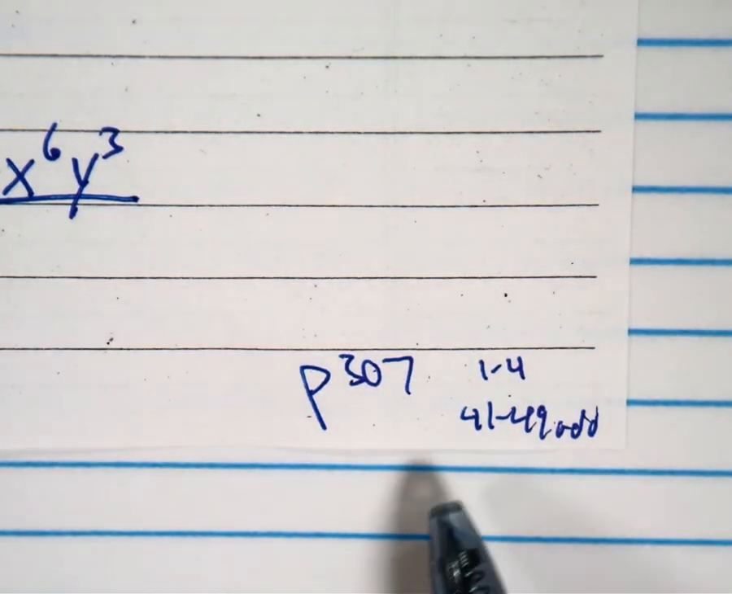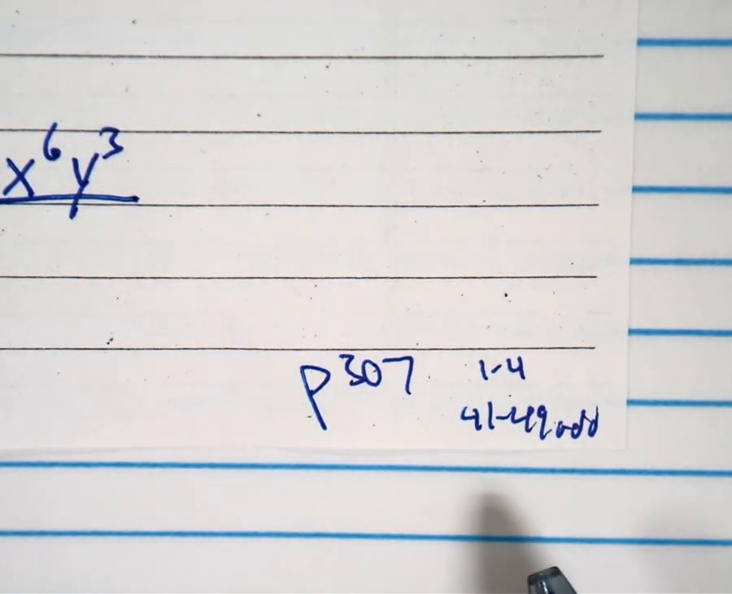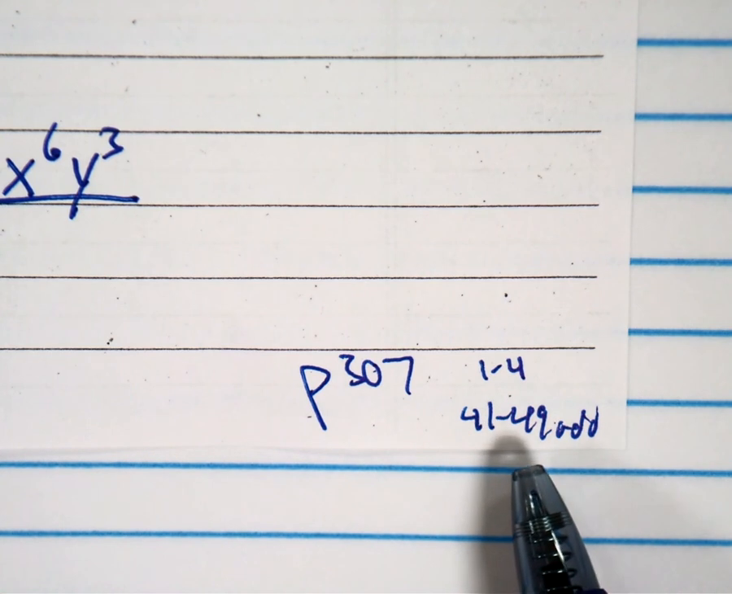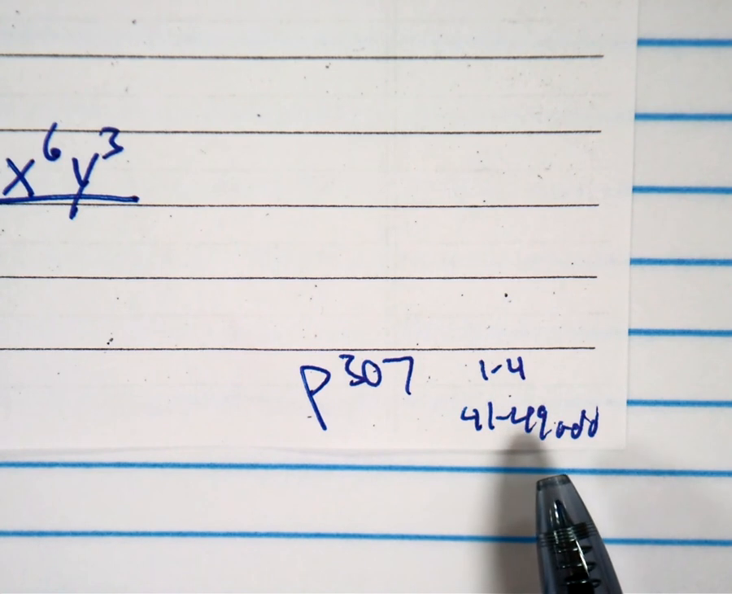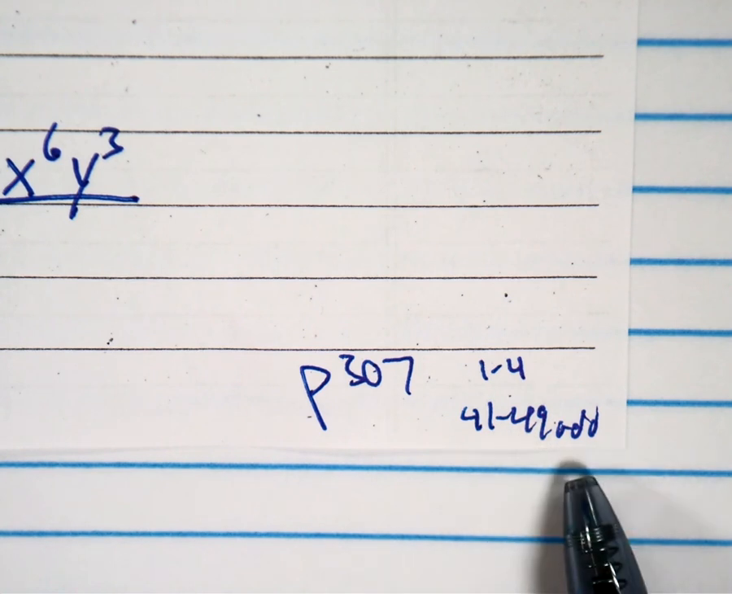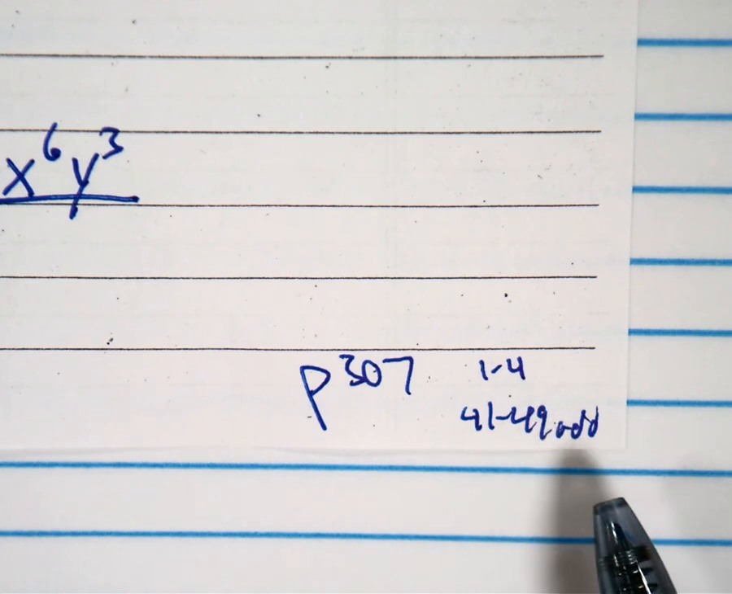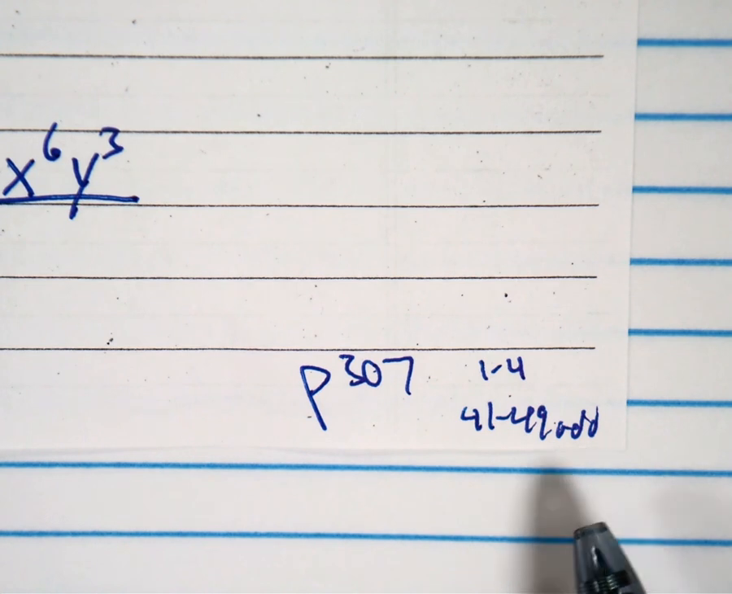Page 307, 1 to 4. And then I believe that you have to turn the page. So this might be 308 for this one. The 1 to 4 should be pretty simple, pretty straightforward, basic stuff. The 41 to 49 odd, it might be a little bit more difficult, but those are odds, so you can definitely check yourself in the back of the book. Or I don't remember if this book has the answers right at the end of each chapter, or if they have them all piled up in the back of the book. But I'm sure you are aware of where they are by now.